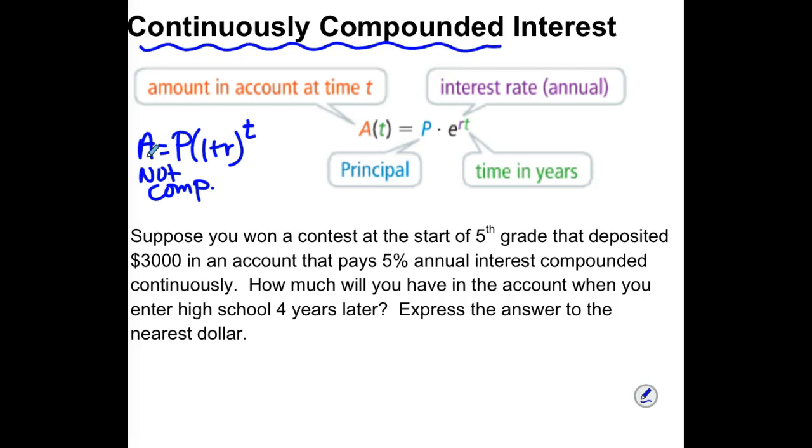We call it the PERT formula. A is still your final amount. T is still time. R is still your interest rate converted to a decimal. P is still your starting amount. But instead of the 1 plus r to a power, you have e to the rt power. Okay?